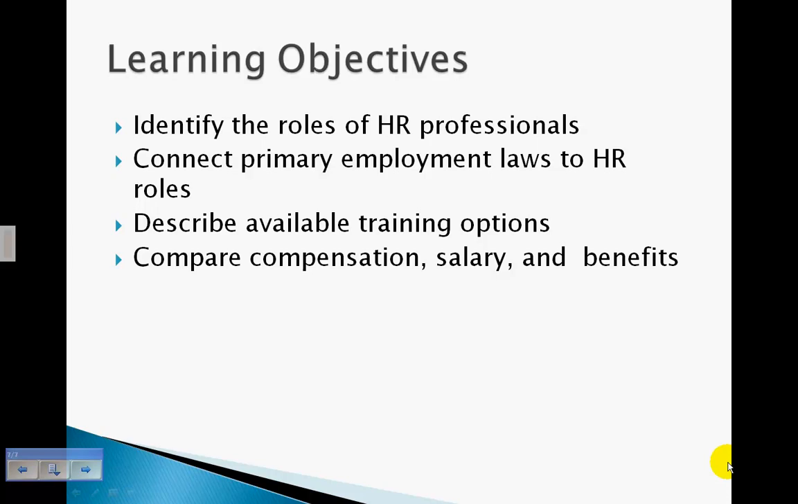So very quickly, I touched on the following learning objectives. The roles of HR professionals, connecting primary employment laws to those roles, description of some available training options, and comparing compensation, salary, and benefits. I look forward to taking any questions that you have, and hopefully this has been helpful in clarifying the information in the text before you take your quiz.